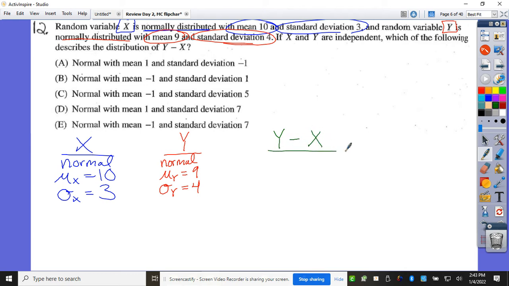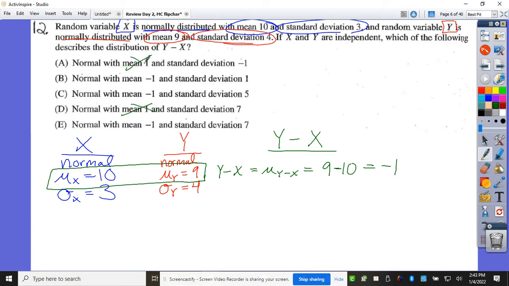So, what is my rule? Not a rule. How do means always work? Exactly what you would think they would. So if I'm doing y minus x, then what do I do to find the mean of y minus x? 9 minus x, which will give me -1. And if you're not paying attention to the order, you could go with A or D there.